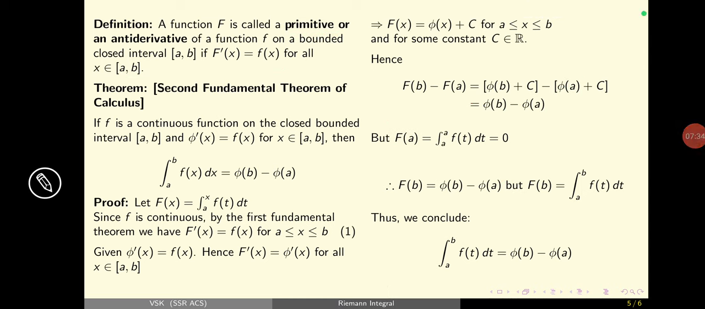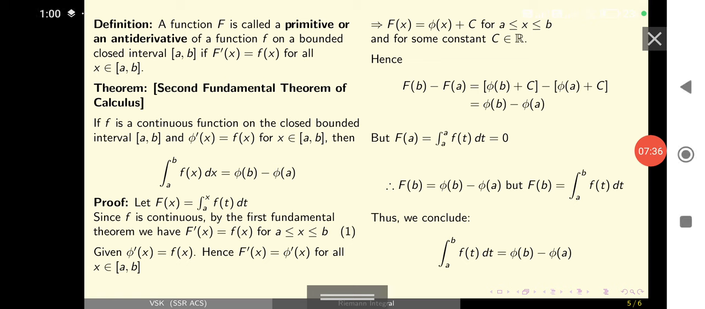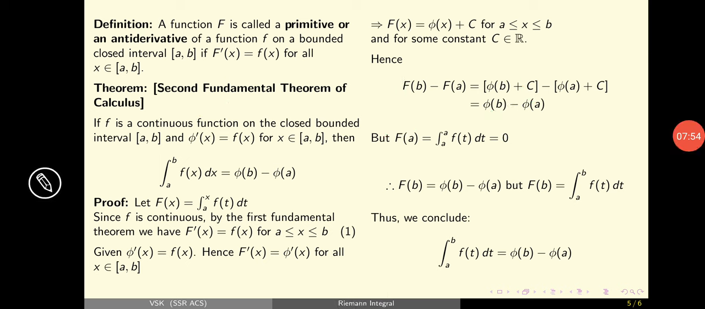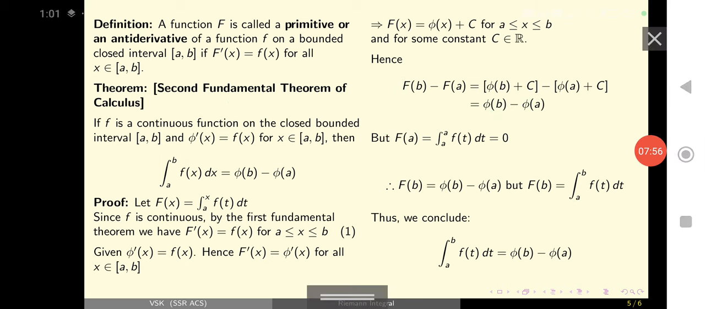Now let us see the second fundamental theorem, which is based on this. If f is a continuous function on closed and bounded interval [a,b] and phi'(x) is equal to f(x), that is, in this case phi is an antiderivative or primitive of f for all x belonging to [a,b], then the integration of f from a to b is equal to the value of phi at b minus the value of phi at a. So let us see the proof. This we have to prove.